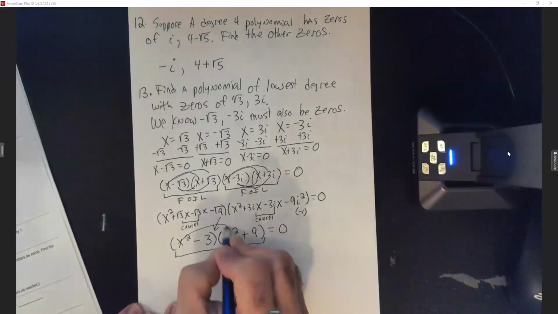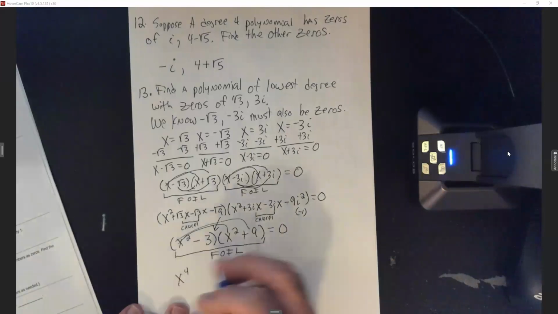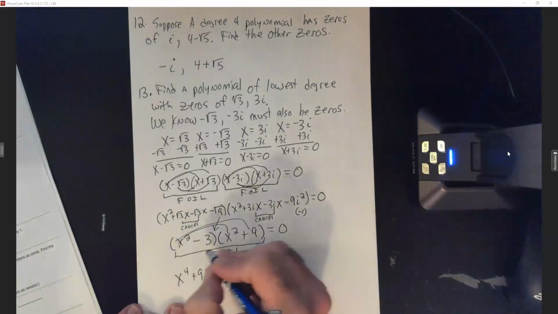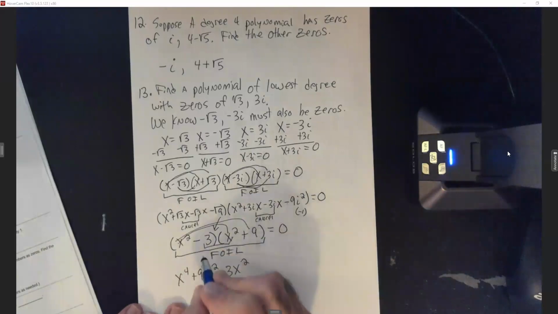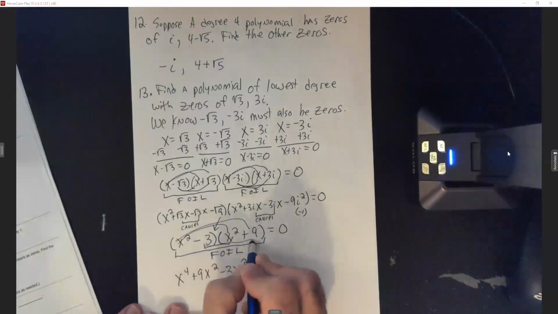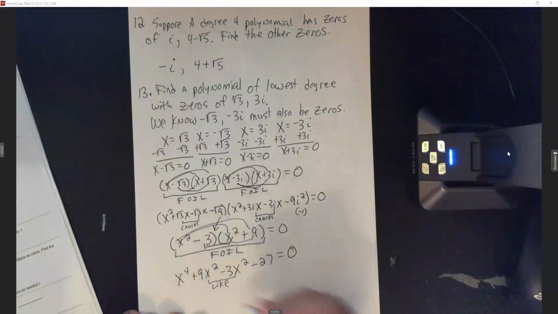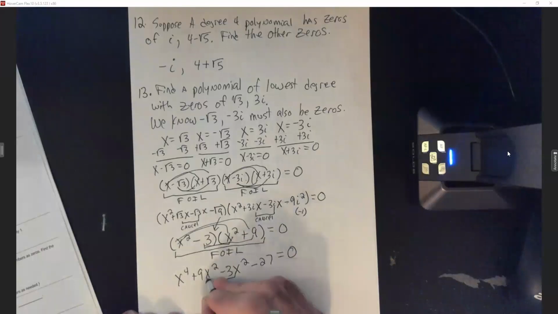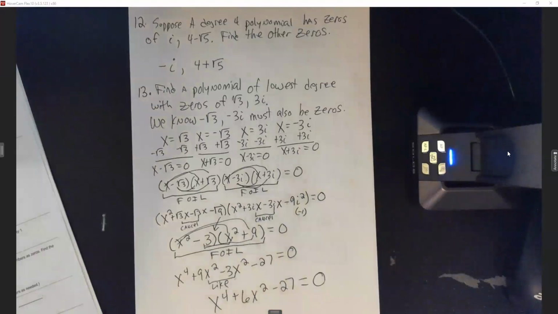So x squared times x squared is an x to the 4th. X squared times 9 is a 9x squared. Negative 3 times x squared is a negative 3x squared. And then negative 3 times 9 is a negative 27. Oh, look here. Those are like terms. So add them together. So my final answer is x to the 4th plus 9 minus 3 is 6x squared minus my 27, all equal to 0.